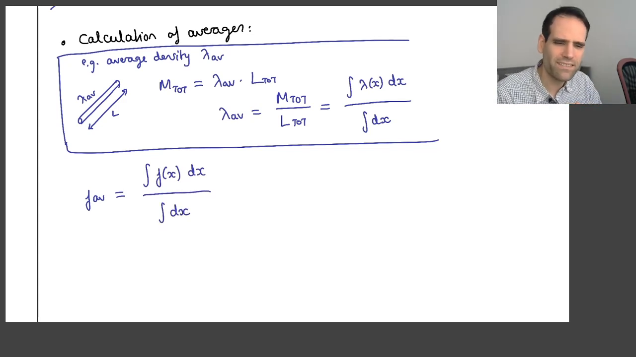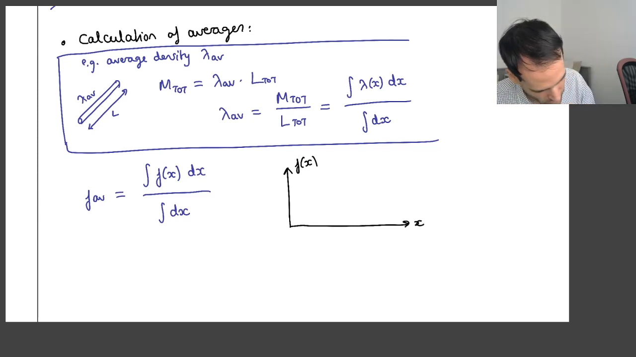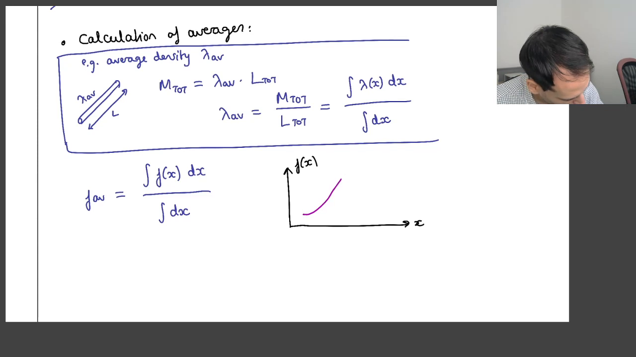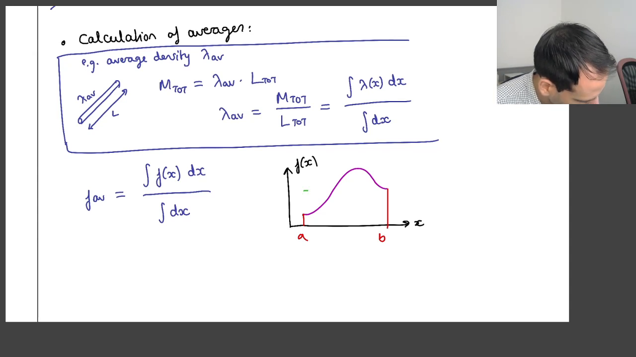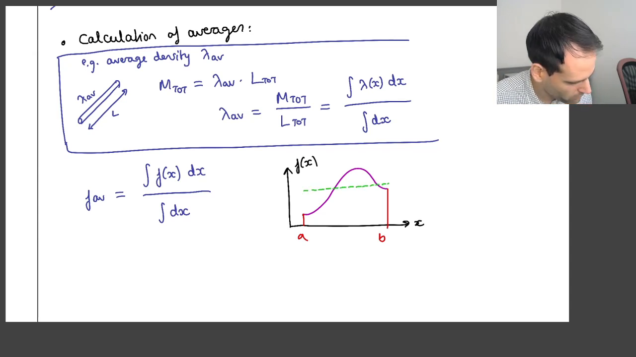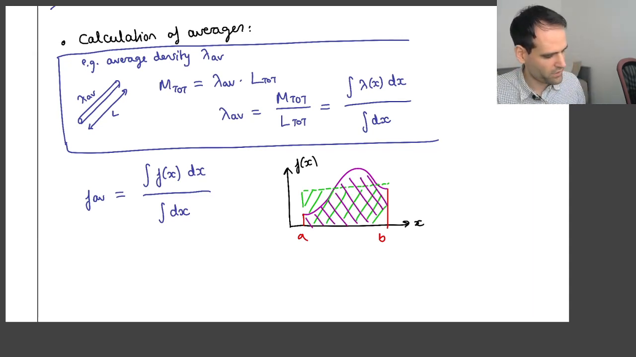And what is the meaning of this average here? Let's go back to our picture of functions as graphs. We have some function that is doing some crazy things like that, and we want to find the average of this function between a and b. The meaning of this is to find some constant value which is the average in the sense that the area behind this rectangle would be the same as the area below the original graph. So the total areas are the same.